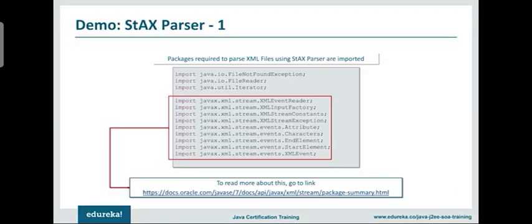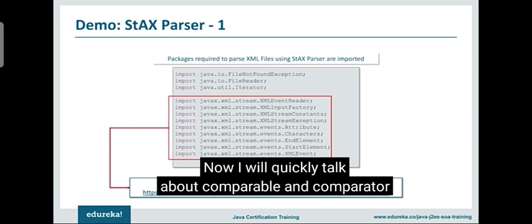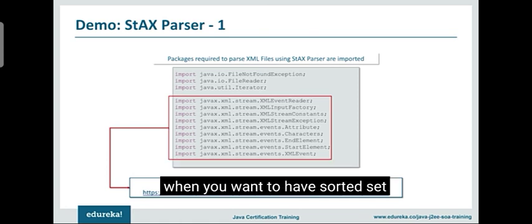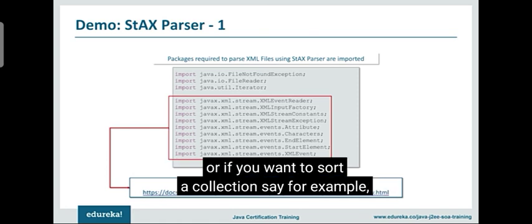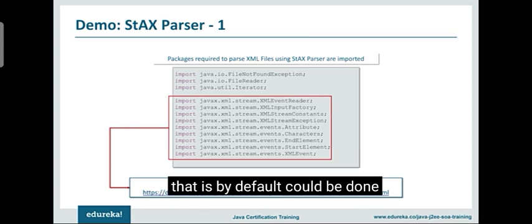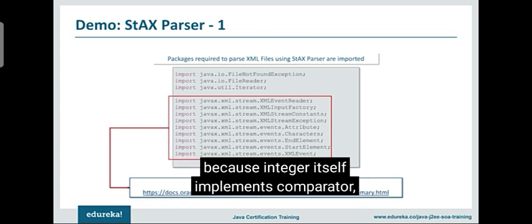Now I'll quickly talk about comparable and comparator. Comparable and comparator are the two interfaces used when you want to have a sorted set, or if you want to sort a collection. Say for example, you have a list of integers and you want to sort it. A list of integers is something that by default could be done because integer itself implements comparable.